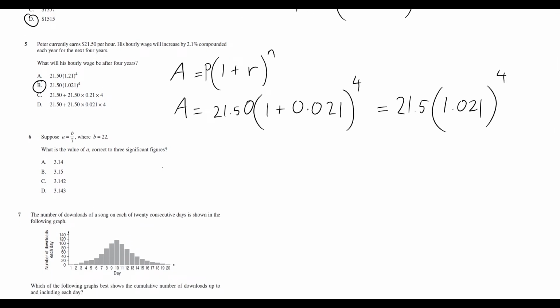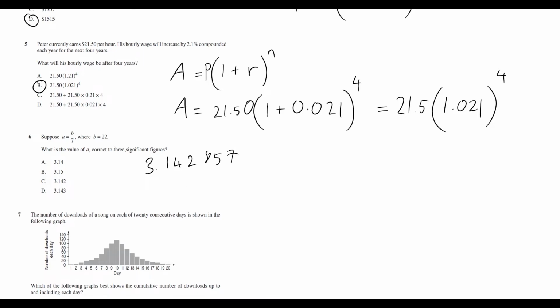So suppose that A equals B over 7, where B equals 22. What is the value of A correct to 3 significant figures? Okay, so let's quickly put that into our calculator and let's see what we get. So when we see that in our calculator, it will come out as 3.142857. So I've clearly given us far too many decimals. But let's have a quick chat about significant figures.